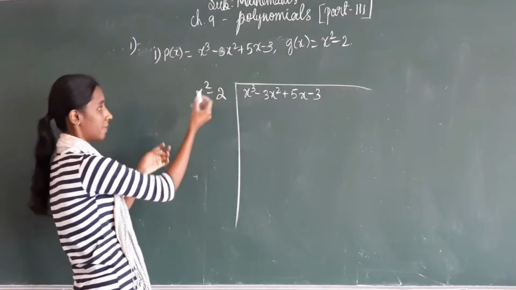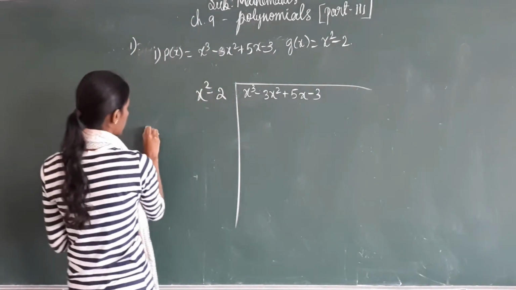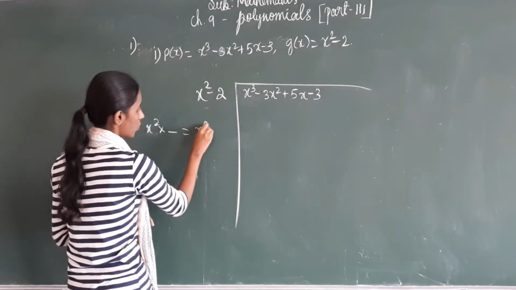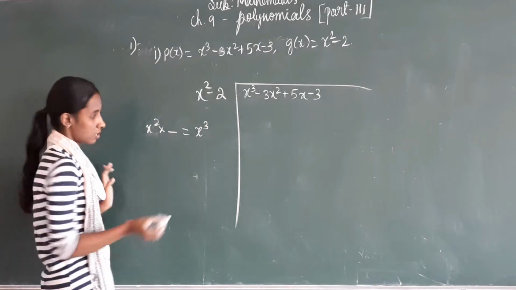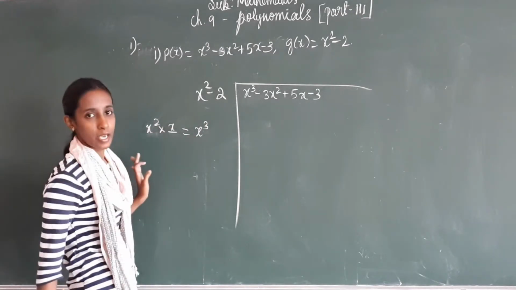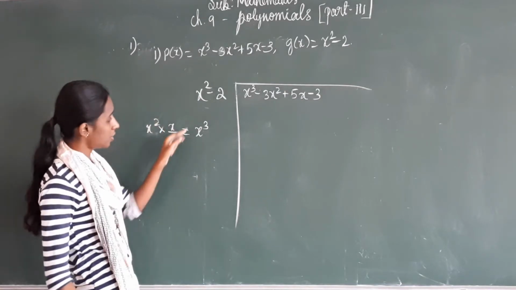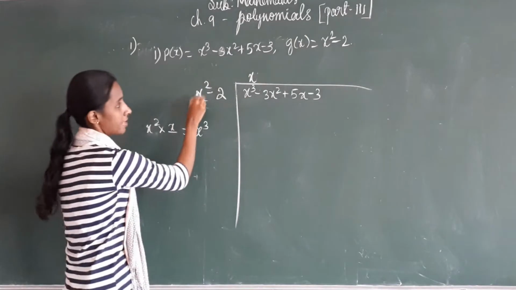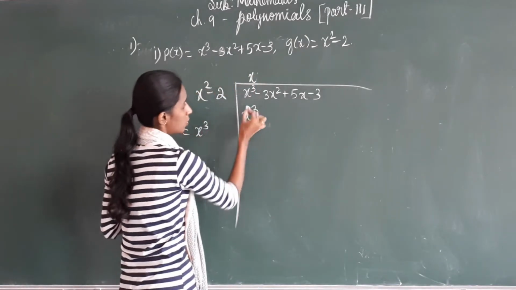Same procedure, same method. Okay, x square into some number should give you x cube. X square into something should give you x cube. So what will you write here? X square into x is x cube, isn't it? X square into x is x cube. So I write x square into x is x cube.